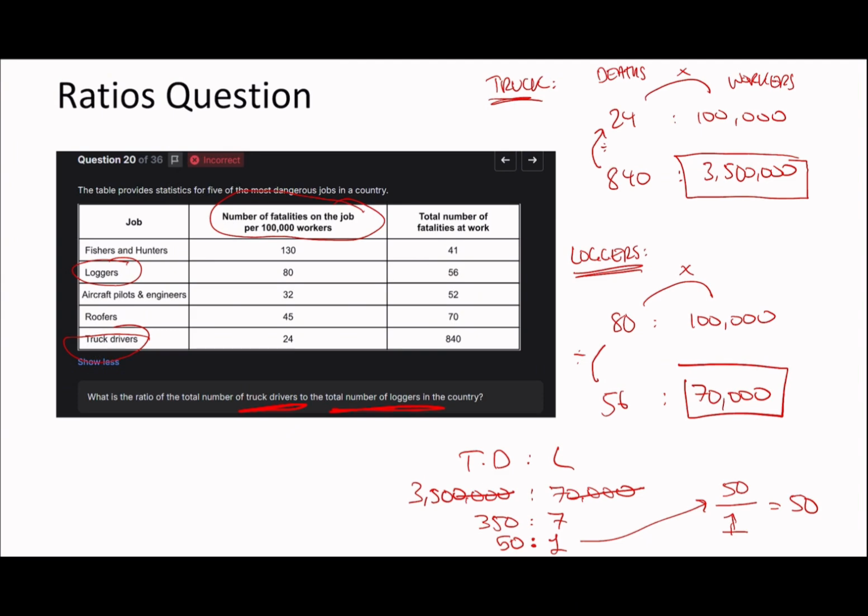So you can see this is genuinely like, yes, it seems like I've done a lot of working here, but I would just put this into a calculator. 840 divided by 24 times 100,000, 3,500,000, write that down. 56 divided by 80 times 100,000, 70,000. Do a little bit of mental math, then cancel down to 50 over 1. Genuinely not that bad.